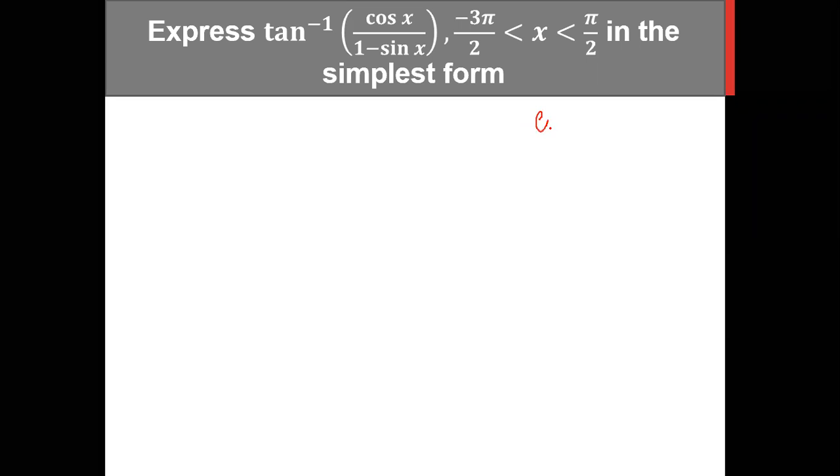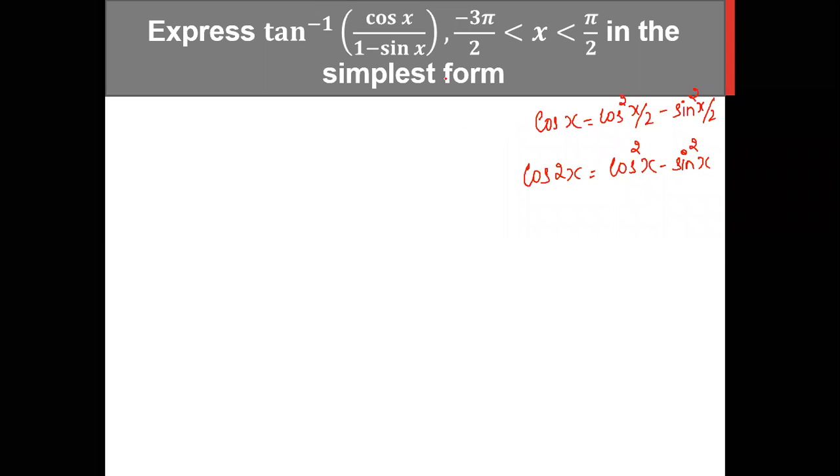In the numerator we have cos x. Apply the cos 2x formula. Which formula do you have to apply? You have to apply this formula: cos square x minus sin square x. So if it is cos 2x, it becomes cos square x minus sin square x. If it is cos x, it becomes cos square x by 2 minus sin square x by 2.